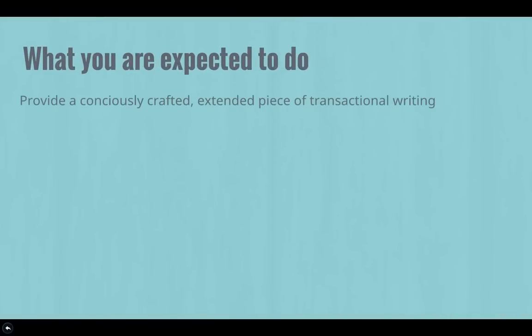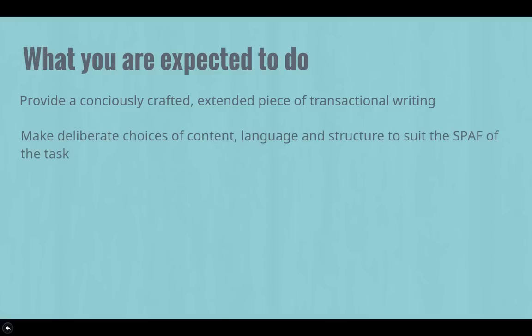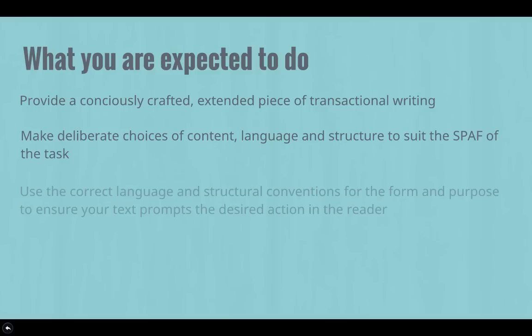Right, what are you expected to do then? Well, you are expected to provide what is called a consciously crafted extended piece of transactional writing. That means that you've thought about the content, you've thought about the devices, you've identified the SPAF, and you've made deliberate, informed choices of language features, structural features, content, vocabulary, tone, register, based on the SPAF of the particular task you're responding to. That's why you need to begin by identifying the SPAF, because it is those elements of SPAF that inform those deliberate choices of content, language, structure, vocabulary, or all the things that are going to be marked in the end.